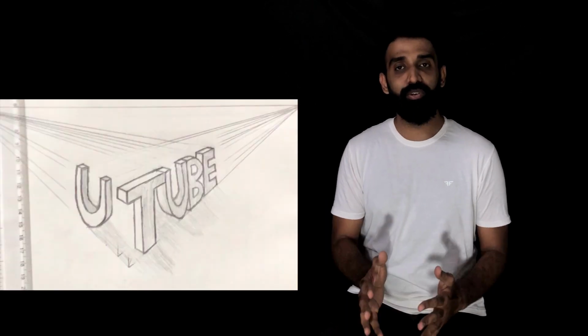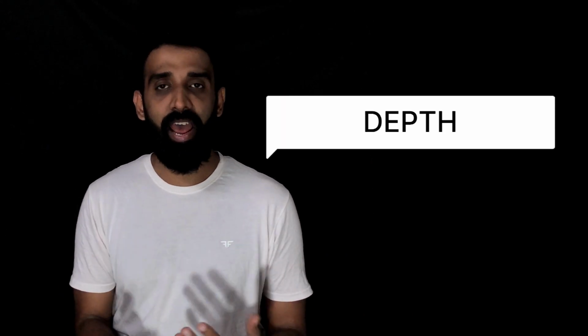Everyone, in today's class we are going to see how to create letters using the two-point perspective method. In this two-point perspective method, we are going to create letters with depth and shadows. So let's start.